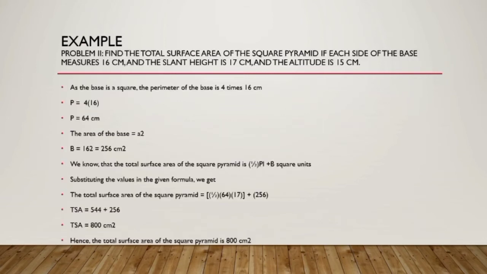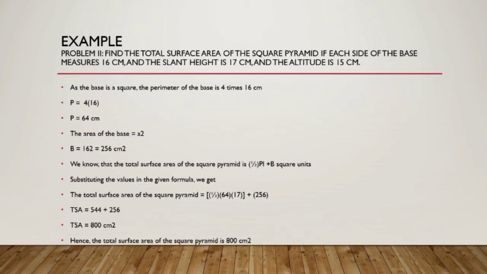Example problem 2. Find the total surface area of the square pyramid if each side of the base measures 16 cm, the slant height is 17 cm, and the altitude is 15 cm. As the base is a square, the perimeter of the base is 4 times 16. Perimeter is equal to 4 times 16, which is 64 cm. The area of the base is equal to 16 squared, which is 256 cm squared.